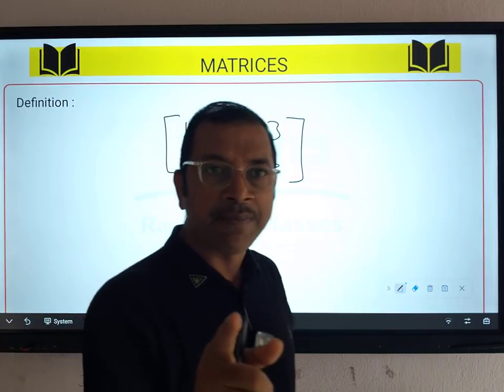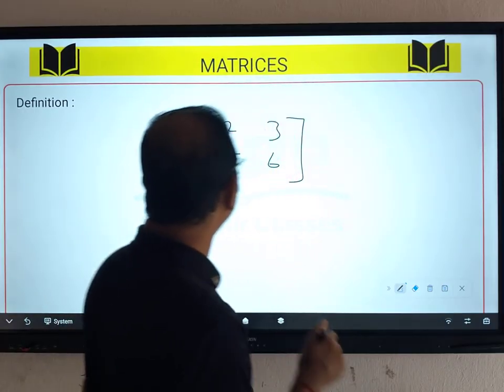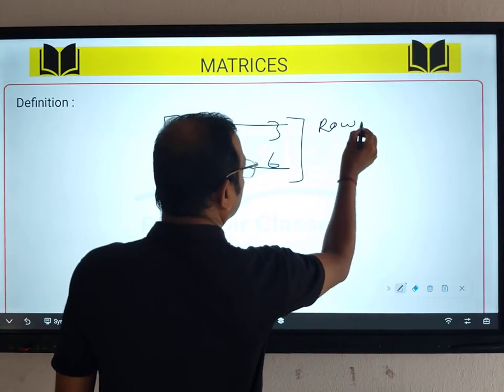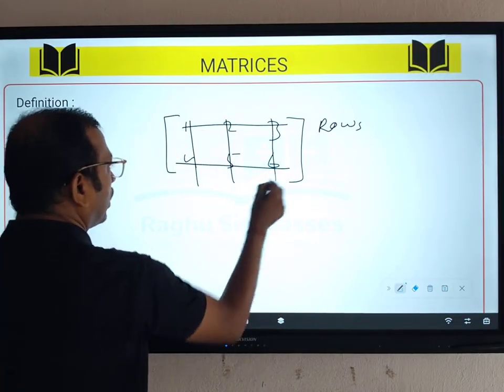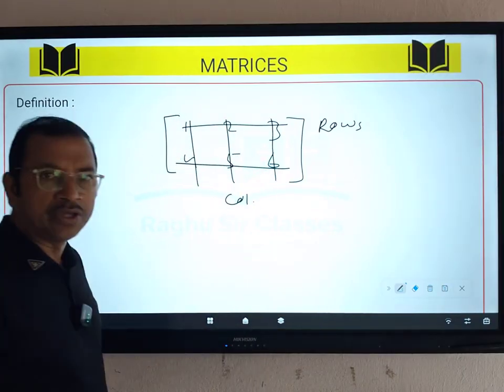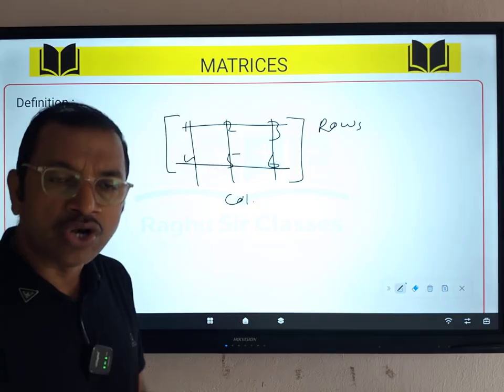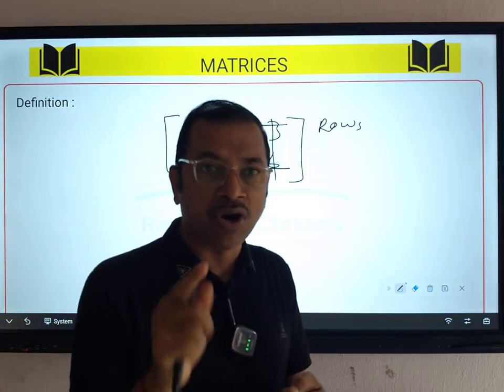So an arrangement of elements in rows and columns is called what? Matrix. The horizontal lines are called what? Rows. And the vertical lines are called what? Columns. Okay, so next is the order of the matrix. Do you know what order is? The number of rows and columns is called the order.